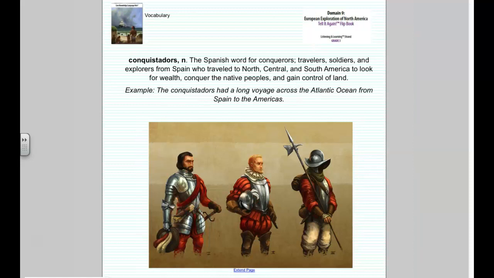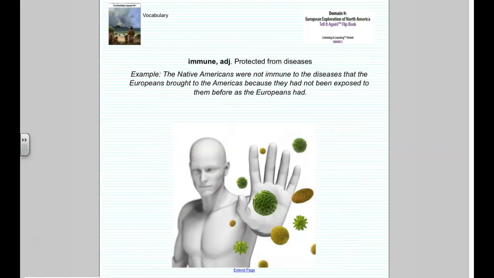The next word is conquistadors, the Spanish word for conquerors. Travelers, soldiers, and explorers from Spain who traveled to North, Central, and South America to look for wealth, conquer the native peoples, and gain control of the land. An example is: the conquistadors had a long voyage across the Atlantic Ocean from Spain to the Americas.